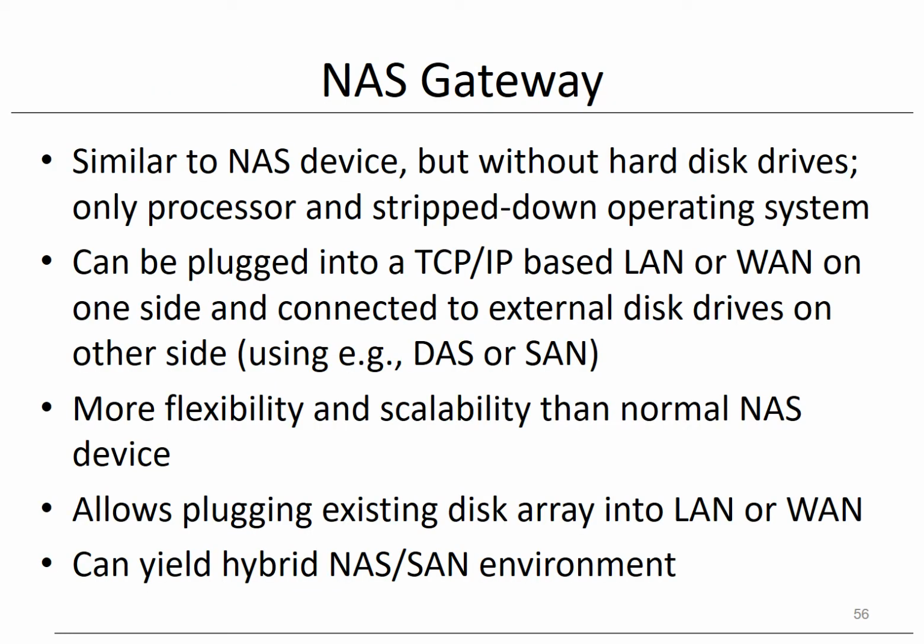A NAS Gateway is similar to a NAS device, but without the hard disk drives. It consists of only a processor and a stripped-down operating system. On one side, a NAS Gateway can be plugged into a TCP/IP-based LAN or WAN, whereas on the other it can be connected to external disk drives. This connection can be realized by either DAS or SAN technology. In this way, the NAS Gateway receives file-level I/O requests from servers connected to the LAN or WAN and translates these into SCSI block I/O commands to access the external storage devices.